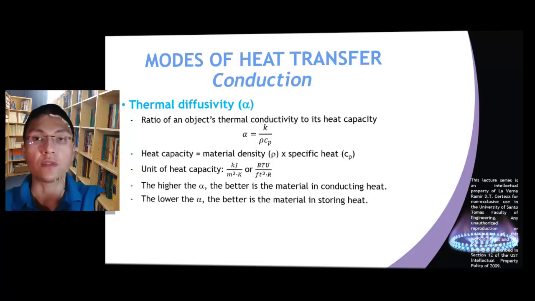Based on the magnitude of alpha, we can say that the higher the thermal diffusivity, the better is a material in conducting heat. But the lower the thermal diffusivity, the better is a material in storing heat.